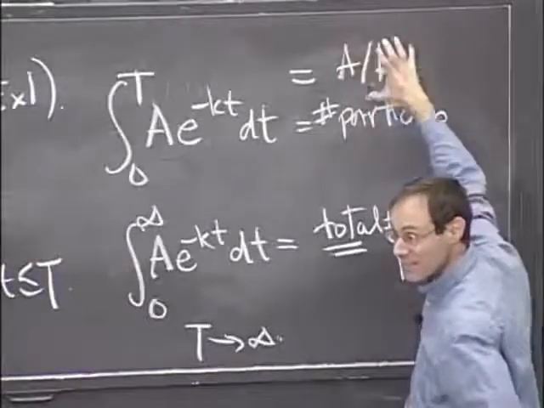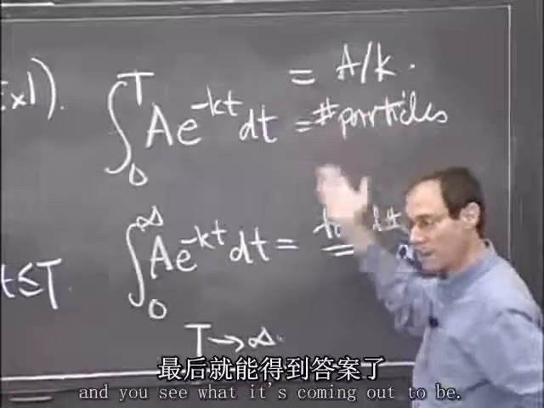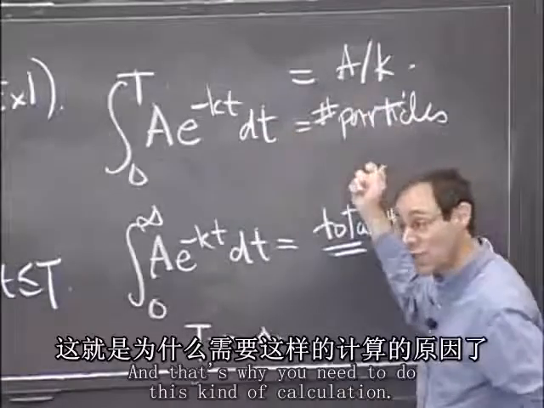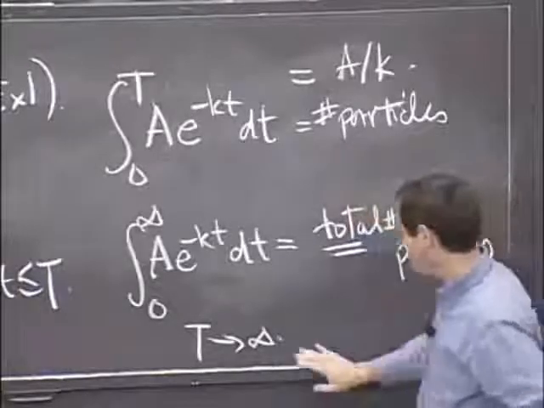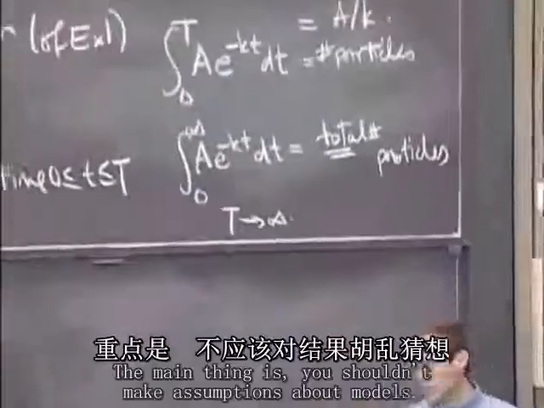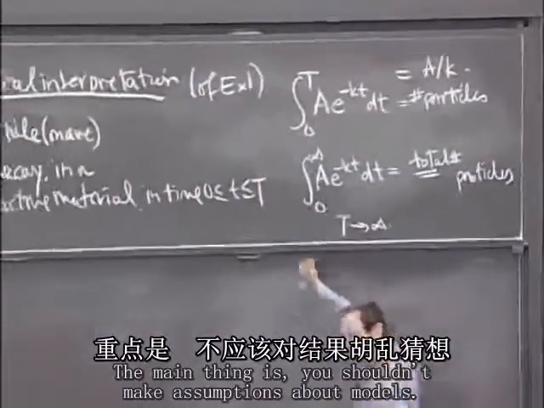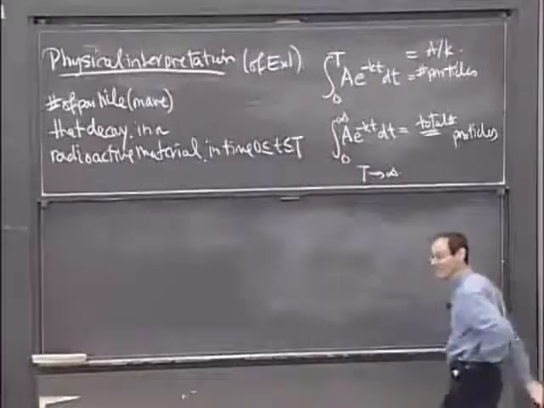All right? And that's how you set up a model, you do all the calculations and you see what it's coming out to be. And that's why you need to do this kind of calculation. Okay, so the main thing is, you shouldn't make assumptions about models. You have to follow what the calculations tell you. They're not lying. All right?